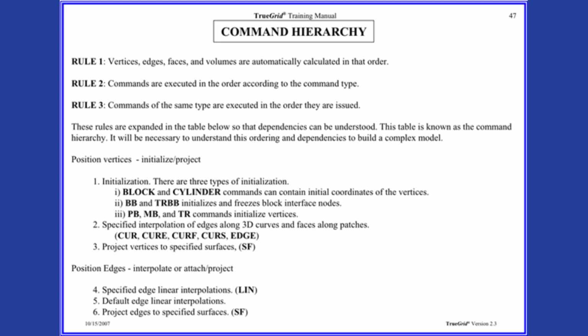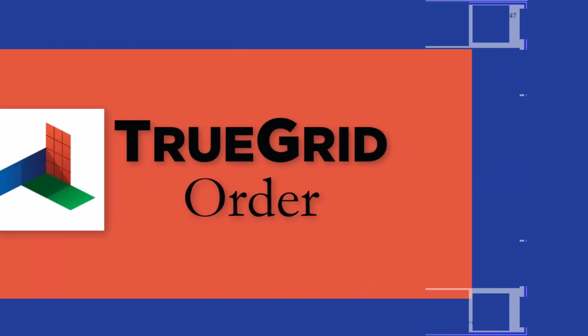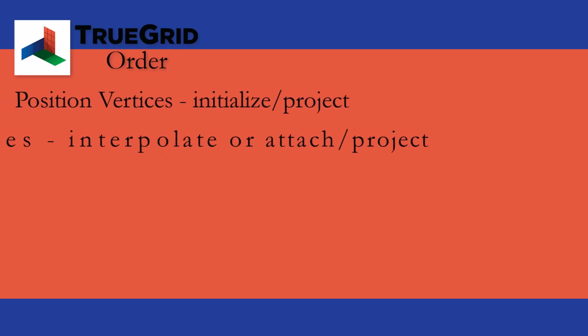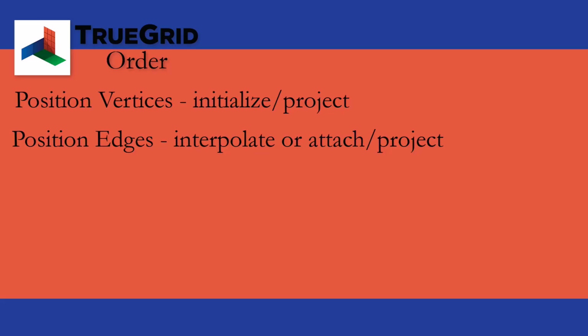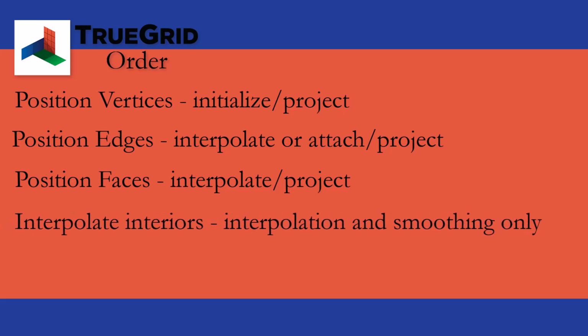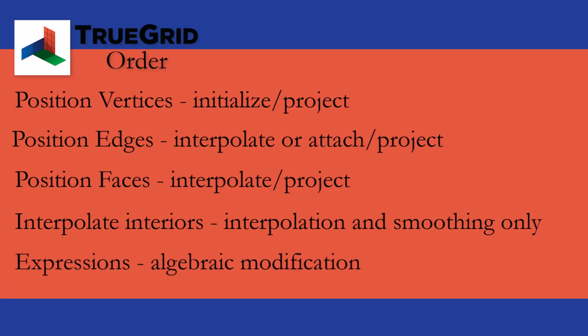The command hierarchies are broken up into 5 different categories of events. In summary, first, we position vertices to initialize and project. Then we position edges to interpolate or attach and project. Then we position faces to extrapolate and project. Then we interpolate interiors using interpolation and smoothing. Lastly, we sometimes apply expressions, algebraic modifications, by coordinates and indices, but this is rare.